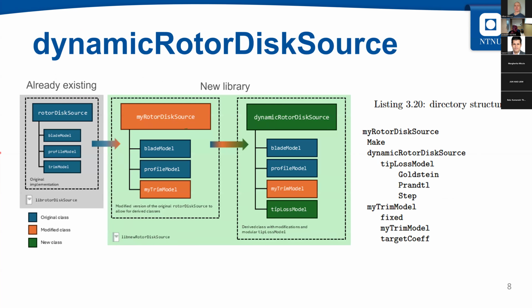And then I will talk a bit about the modifications for this dynamic rotor disk source. So I try to show the new configuration of the library here. The gray box on the left side is the original implementation, and then the new library is divided into a slightly modified version of that to allow for a derived class, such that this dynamic rotor disk source, which is this green box here, only contains the added modifications. Yeah, I will come back to this in the demo.